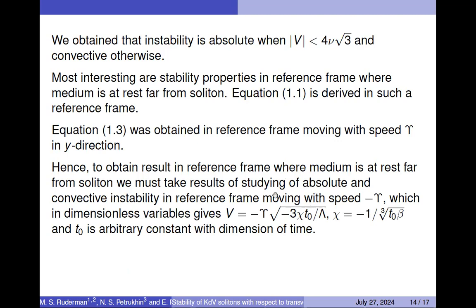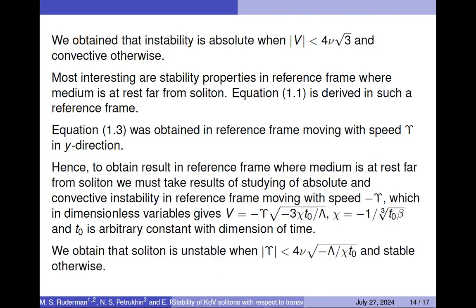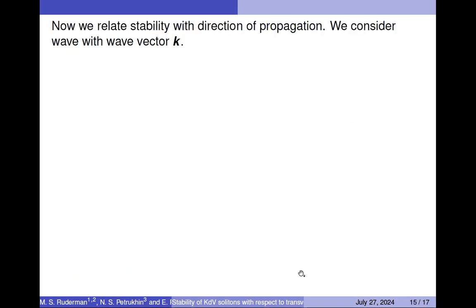In the dimensionless variables, this gives this expression for v, where t naught is an arbitrary constant with dimension of time, which we use to introduce dimensionless variables. This quantity will disappear in the final result. The soliton is unstable when upsilon satisfies this condition.